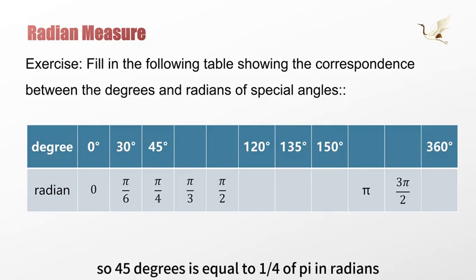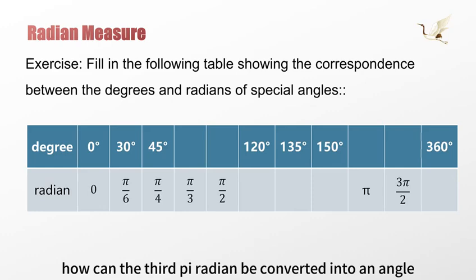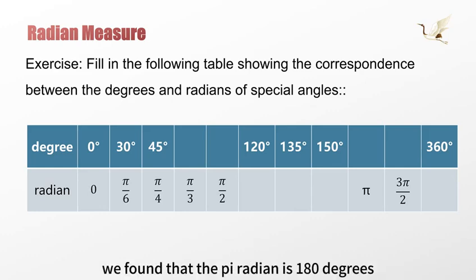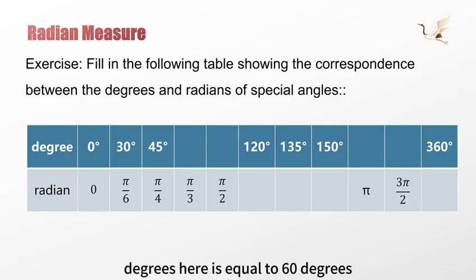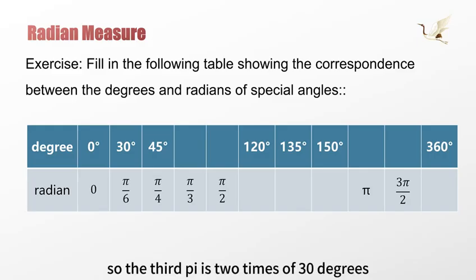So 45 degrees is equal to 1/4 of pi in radians. So how can 1/3 of pi radians be converted into an angle? In the previous analysis, we found that pi radians is 180 degrees, so the direct substitution of 180 divided by 3 degrees is equal to 60 degrees. Or we can understand it this way: 1/3 of pi is equal to twice 1/6 of pi, so 1/3 of pi is 2 times 30 degrees, which converts to 60 degrees.